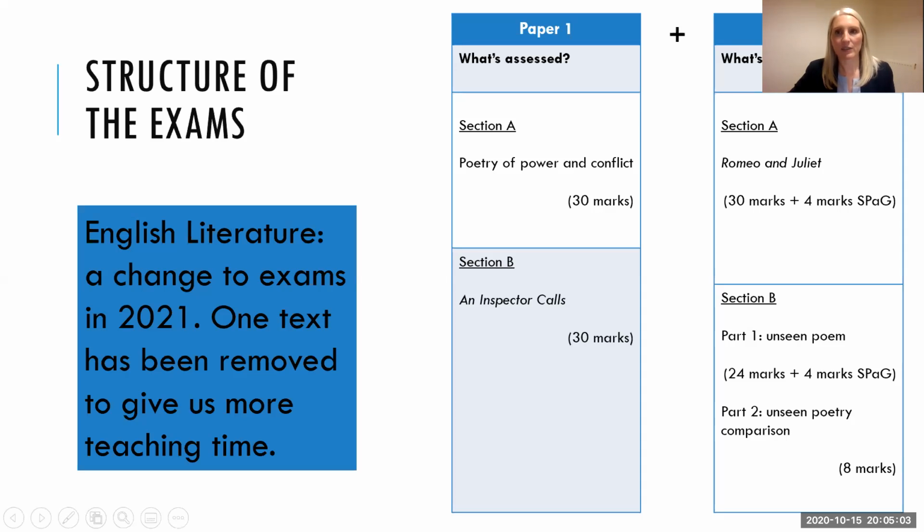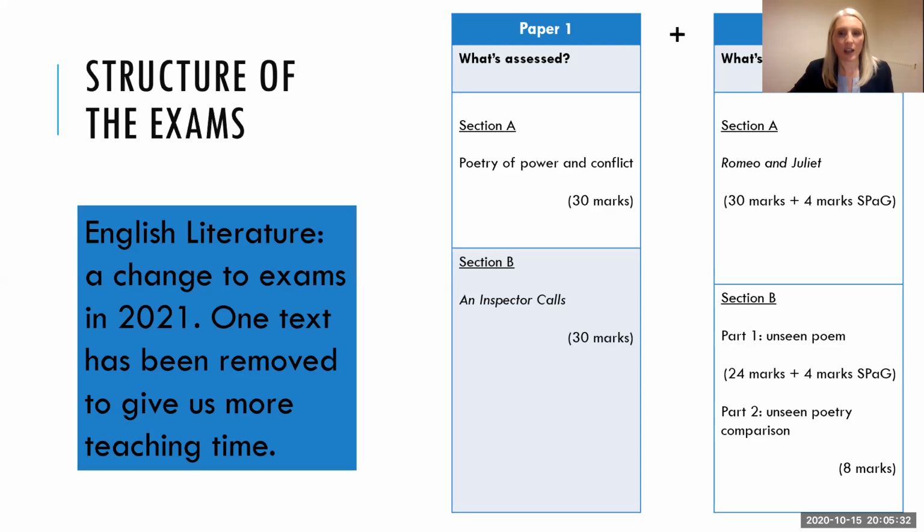So there's a little bit less information about these papers. It hasn't been confirmed just yet how long they're going to be or exactly what the weighting is going to be. But this is the information we have so far. Paper 1 will be 2 questions. Section A will be a question on the poetry of power and conflict, and section B will be a question on An Inspector Calls.